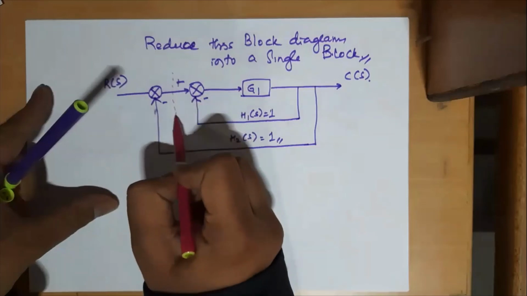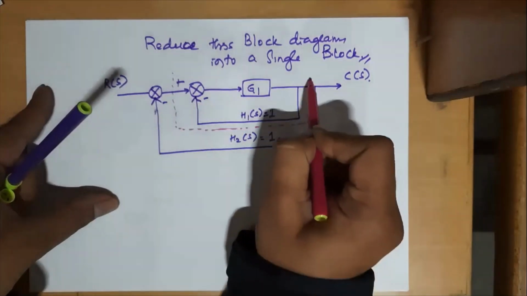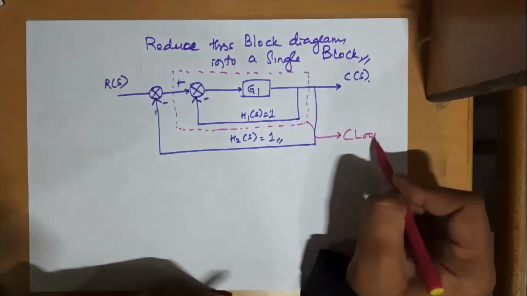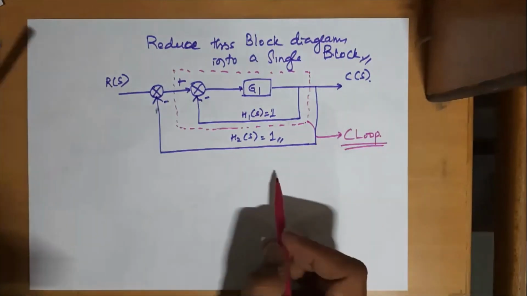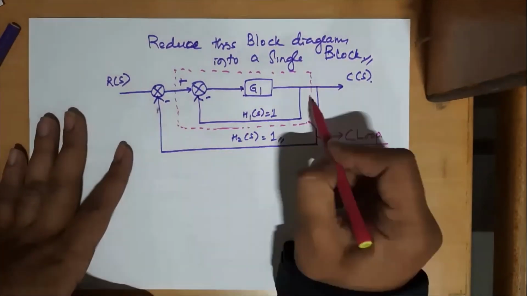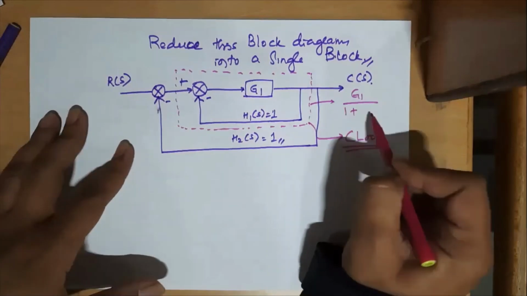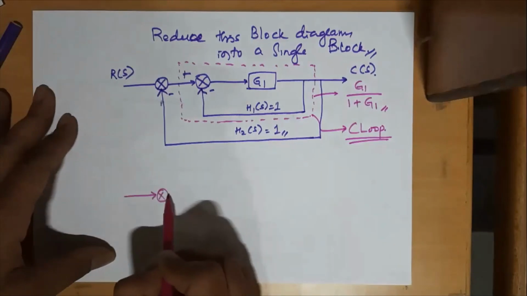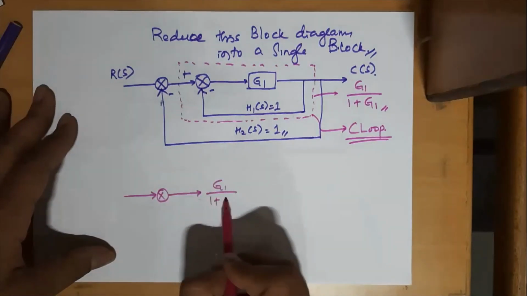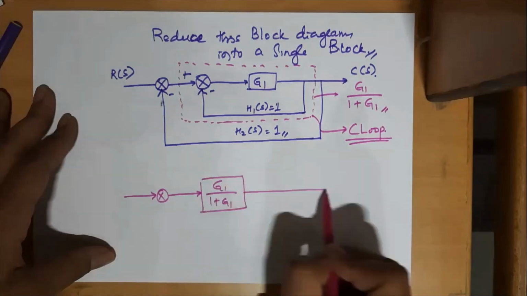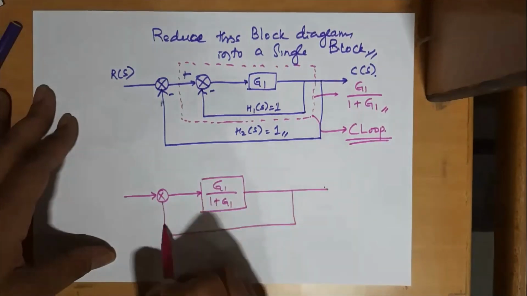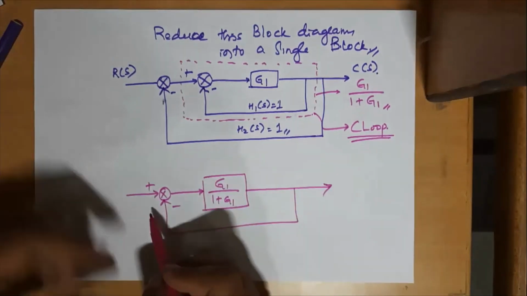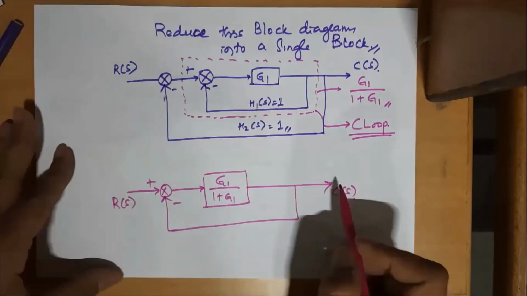To start with, we'll consider the first simplest block, the closed loop which we have already solved. For this closed loop, our H1 is 1, therefore we will directly get G1 divided by 1 plus G1 as the reduced block for the inner closed loop. So now the inner closed loop is reduced and replaced by G1 divided by 1 plus G1.